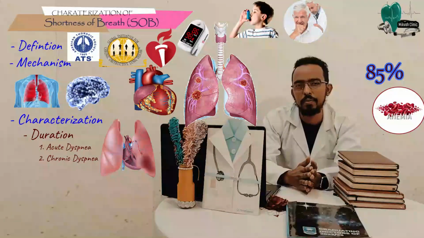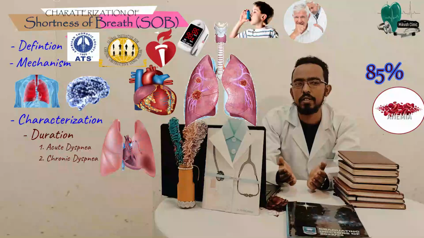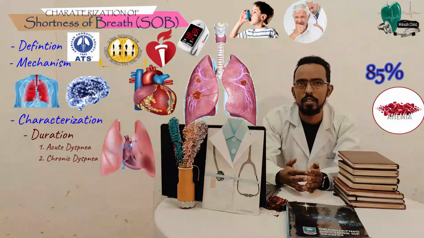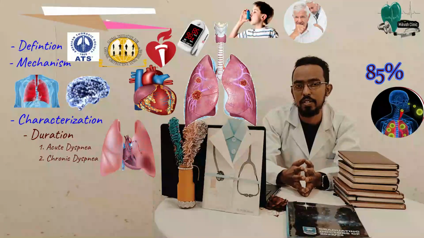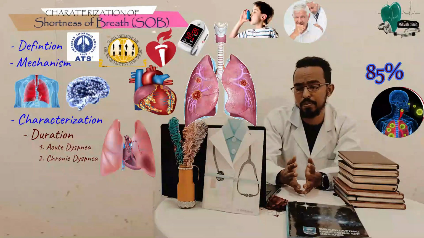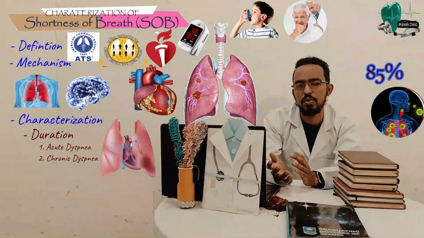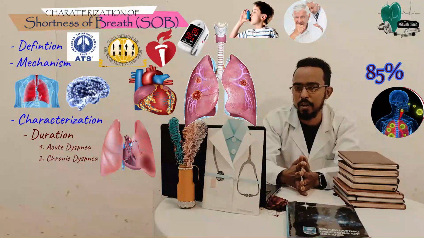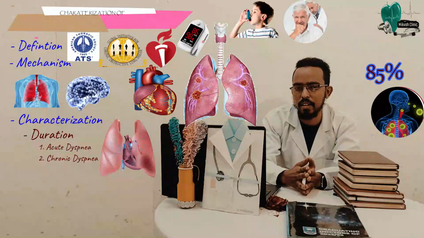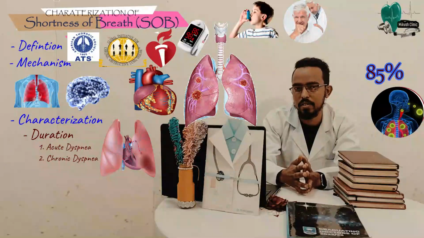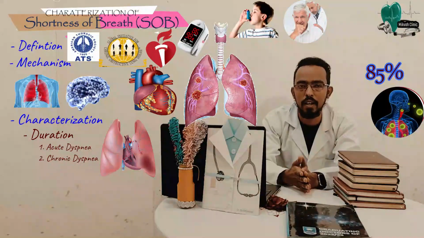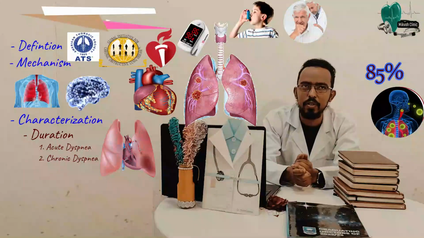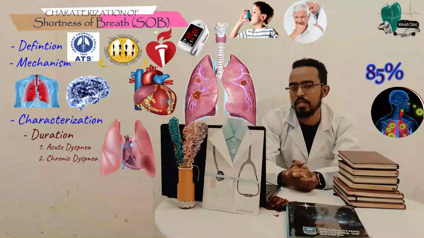So acute dyspnea usually results from acute insults like myocardial infarction, pneumonia, exacerbation of asthma, or pulmonary embolism. And chronic dyspnea usually results from long-standing pathologic processes like lung CA, interstitial lung diseases, or obstructive lung disease and the like. So we need to differentiate whether it is acute or chronic. Usually by definition, chronic is when it lasts more than 3 months.